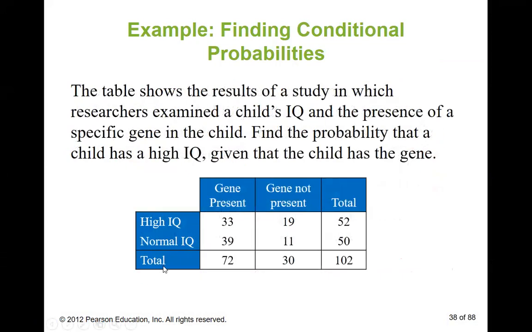Now this is really important, and this sometimes trips up students in terms of how to read this. Look what they've given us. They've given us a table. What this represents is the results of a study where researchers examined a child's IQ and the presence of a specific gene in the child. And we're supposed to find the probability that a child has a high IQ given that the child has the gene. Now, do you have any idea what that means in terms of how we're going to figure this out?